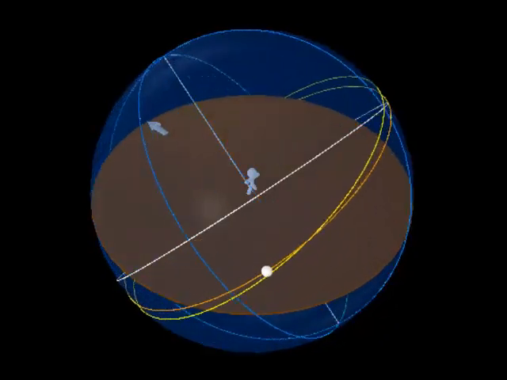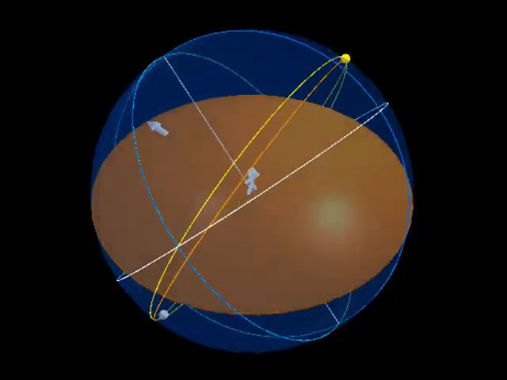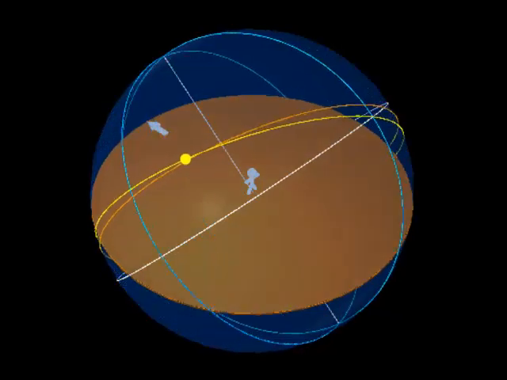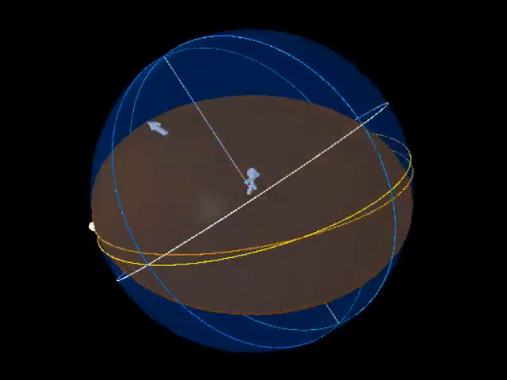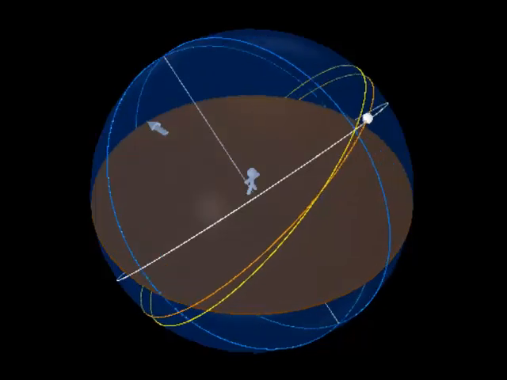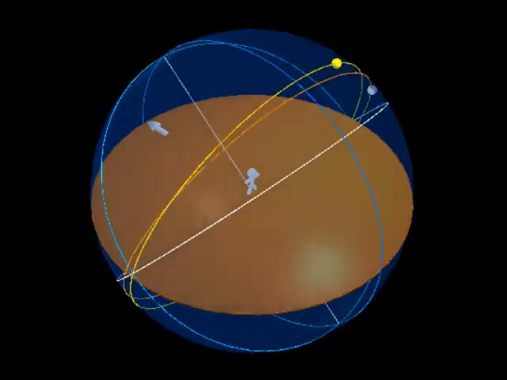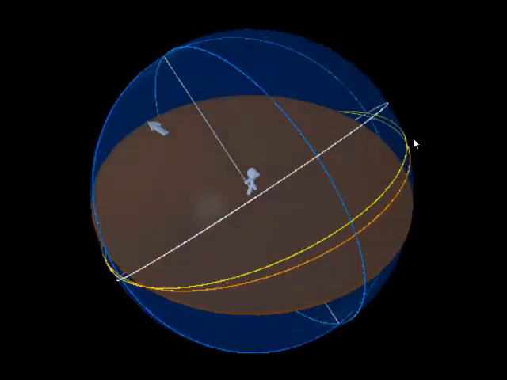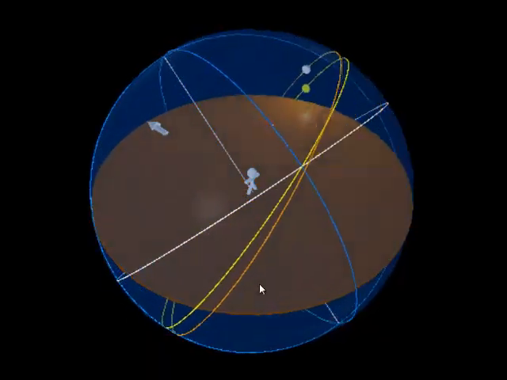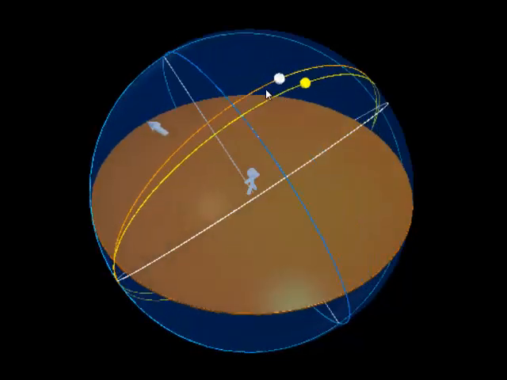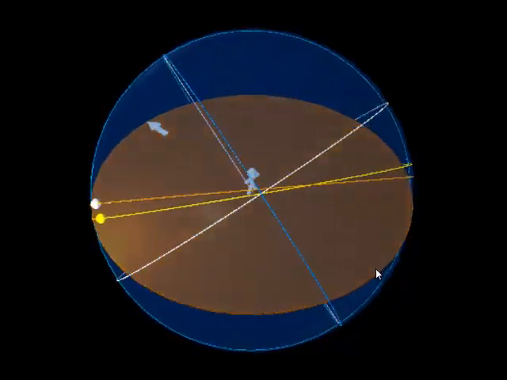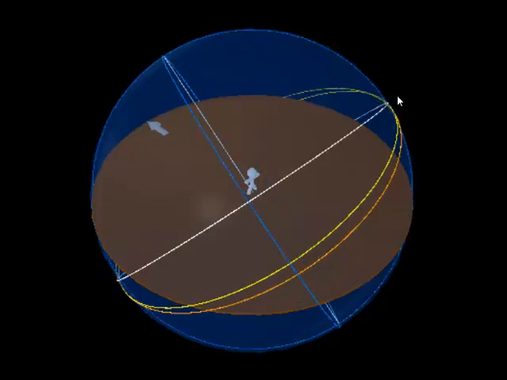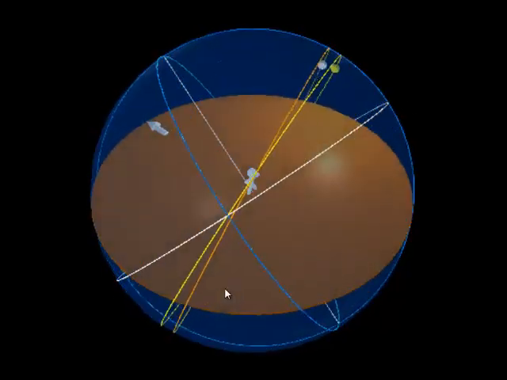Let's see what happens to the wobble of the moon's orbit. I can drag that around and notice that where that intersection point is could be anywhere around that circle. And it's going to basically wobble in such a way that it does one complete wobble every 18 years roughly. So that's called a precession of the moon's orbit.